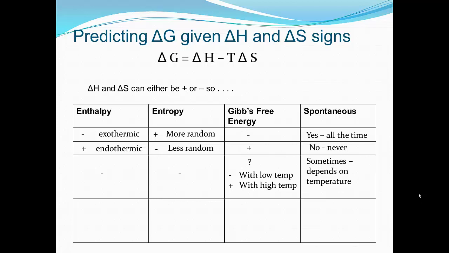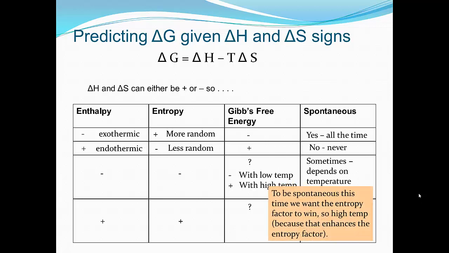All right, one last case. Here we have a positive delta H, which means it's endothermic, not favoring it being spontaneous. It's got a positive entropy, meaning it is favoring it being spontaneous. So again, we don't know. Still depends on temperature. But this time, which factor do we want to win? Do we want the delta H to win, or do we want the delta S to win? For this one, we want the delta S to win.